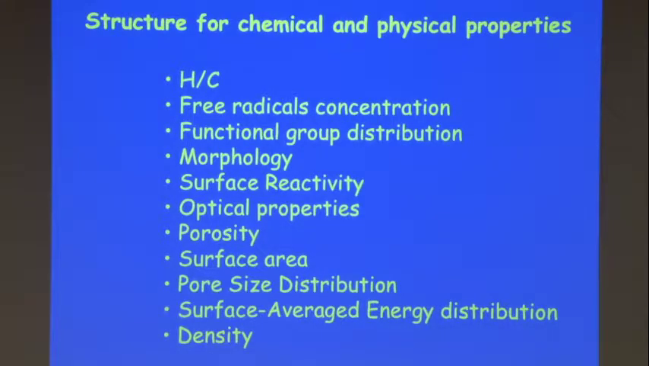The functional groups distribution is another thing. For example, you know that if you have a double bond, it's easier to get to a soot than if you don't. Morphology, optical properties. Eventually, and again, I'm telling you what I'm interested in for the future.